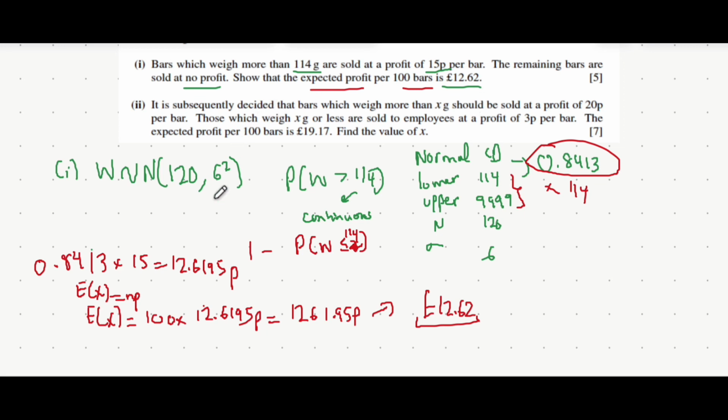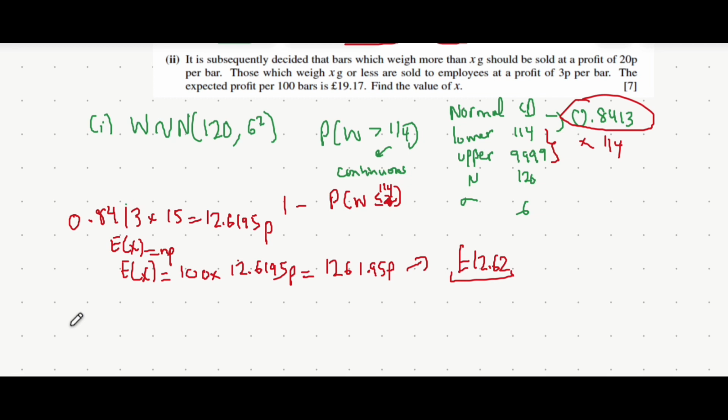Now on to part 2 of the question, which itself is quite difficult. Let's break this down. It says it was subsequently decided that bars which weigh more than X should be sold at a profit of 20p. Those that weigh X or less are sold at a profit of 3p. The expected profit for 100 bars is £19.17. Find the value of X.